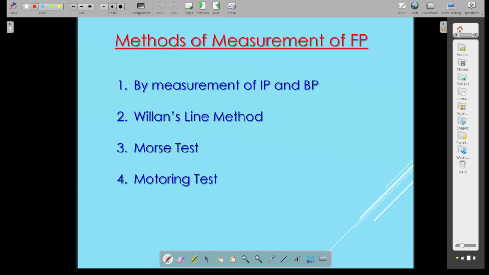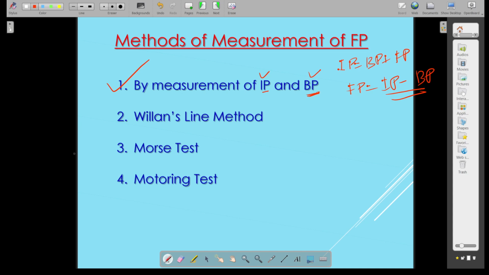So what are the different methods of measurement of frictional power? If you can measure the indicated power and brake power separately, you have an indicator card to measure indicated power, and a brake dynamometer to measure brake power. Then the basic formula is IP equal to BP plus FP, so FP becomes IP minus BP. So simple, if you can measure the indicated power and brake power separately.